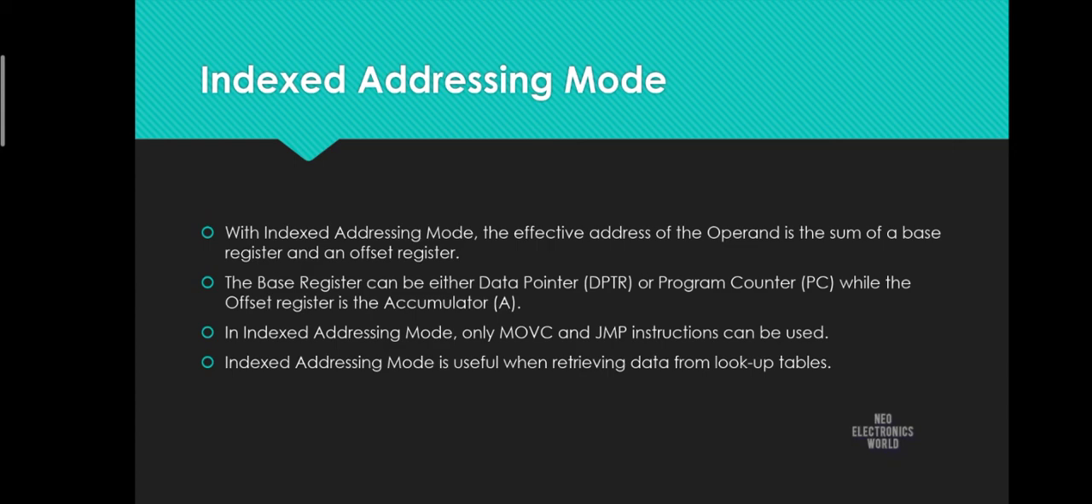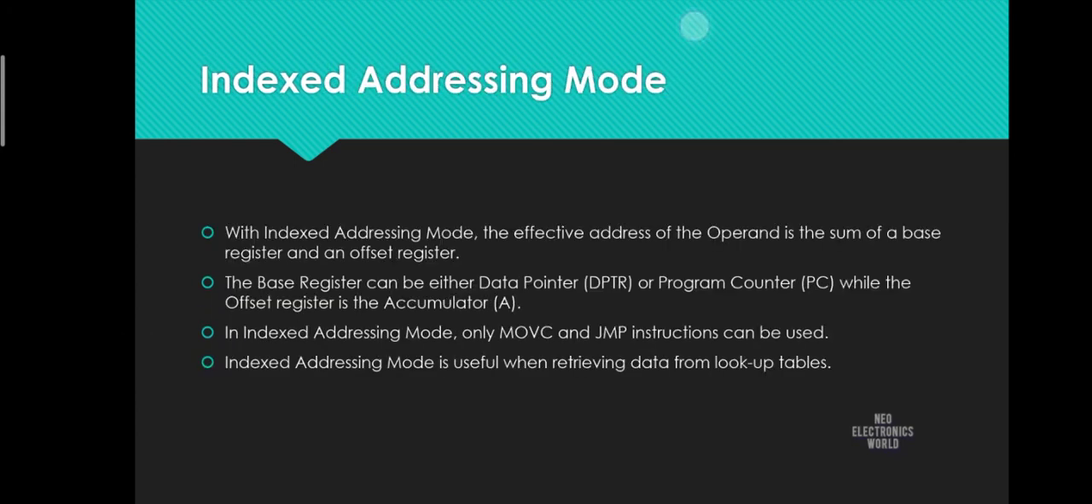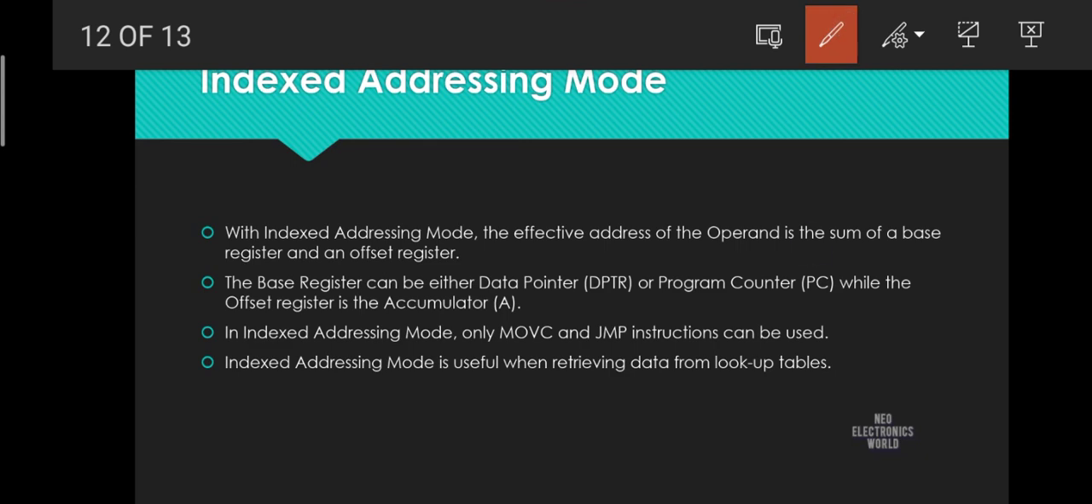The effective address of an operand is the sum of the base register and the offset register. This is very, very important. The base register and the offset register together form the effective address of the operand. In indexed addressing mode, only MOVC and JMP instructions can be used. Indexed addressing mode is useful while retrieving data from lookup tables.